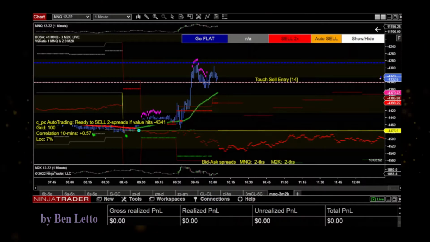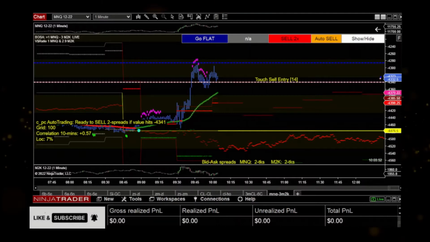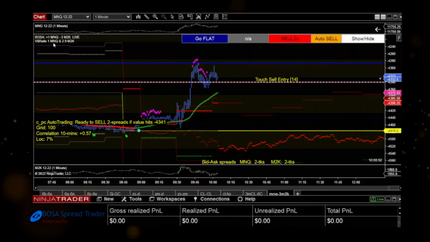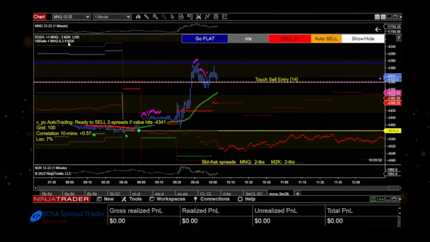This was the NASDAQ Micro and the Russell Micro, and this is an uneven spread. The V-dollar ratio you see here is 1 micro NASDAQ versus 2.9 micro Russells. This is what BOSA is recommending, so we go 1 micro NASDAQ versus 3 micro Russells. We can definitely trade micros on BOSA, not a problem. Matter of fact, that's what we did today.